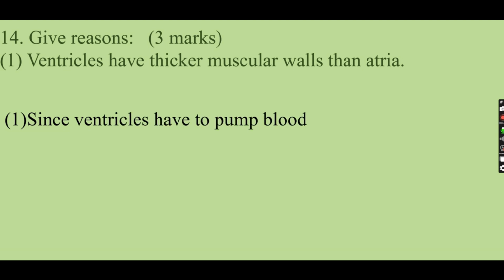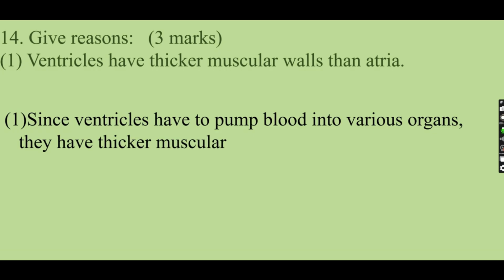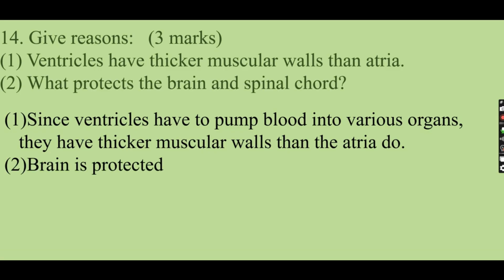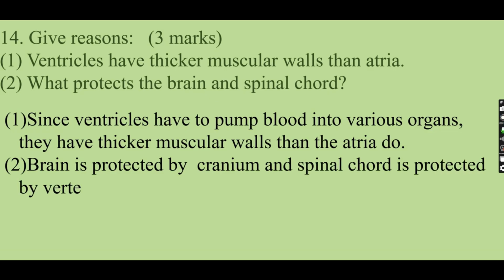So this is the answer. Since ventricles have to pump the blood into various organs, they have thicker muscular walls than the atria do. Next part of the question is, what protects the brain as well as the spinal cord? Now the brain is protected by the cranium, which is a part of the skull, and the spinal cord is protected by the vertebral column.